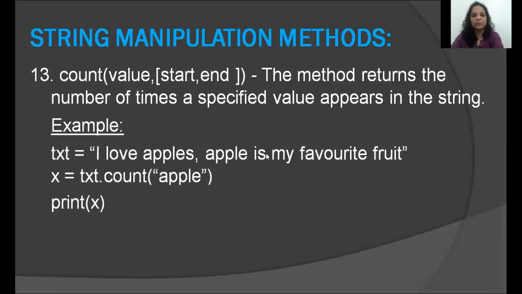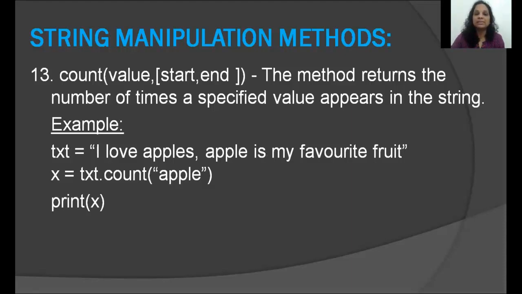So in this scenario, if I write, I love apples, apple is my favorite fruit. And if I said count apple, now remember, it's not looking for a word apple, it's searching for something which says A-P-P-L-E. In this scenario, the answer is going to be 2. X is going to be getting the number of times apple exists, and it exists 2 times. Now some students ask me, but isn't one of them apples, ma'am? Yes, but in your string, you just said A-P-P-L-E. Is A-P-P-L-E found in the word apples? Yes, so that is also counted.